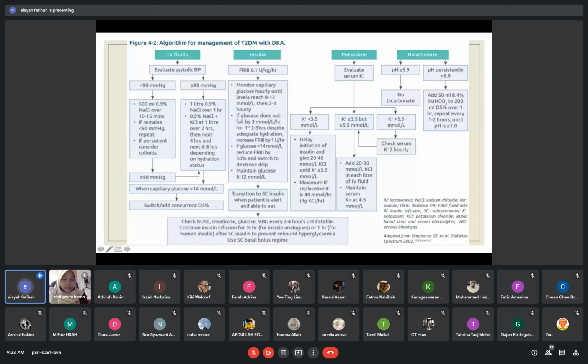and for the potassium supplement, and for the bicarb correction also. So I think this is the end of my presentation. Anyone has any questions?